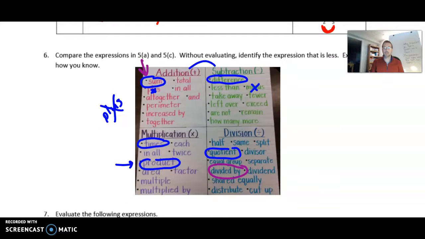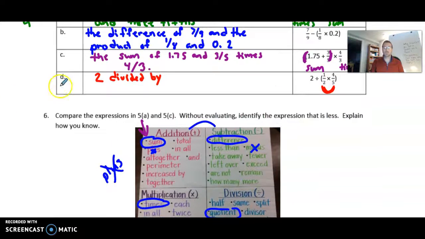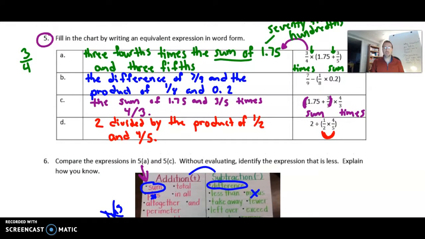Product. If you were thinking that, kudos to you. So 2 divided by the product of, remember, of goes along with product, of 1/2 and 4/3 fifths. And there you go, ladies and gentlemen. We have written these equivalent expressions in word form, or 90% in word form.